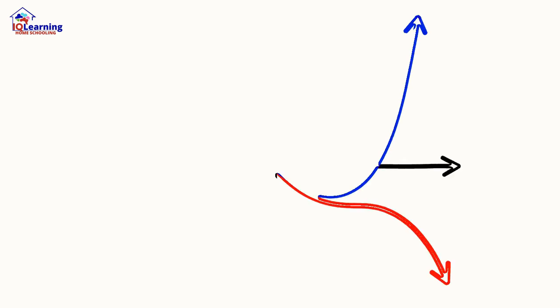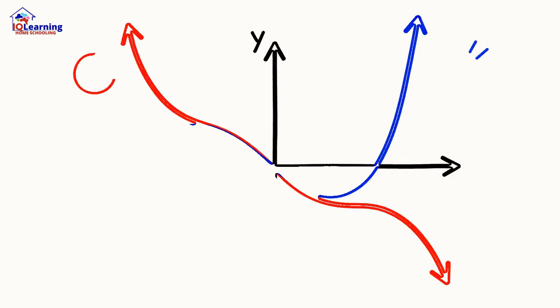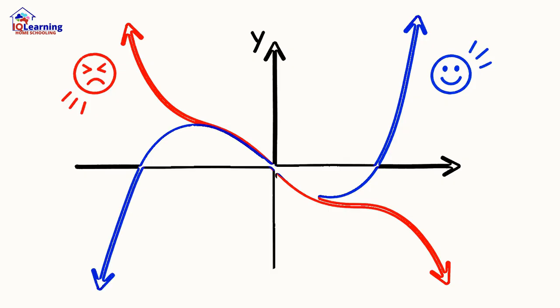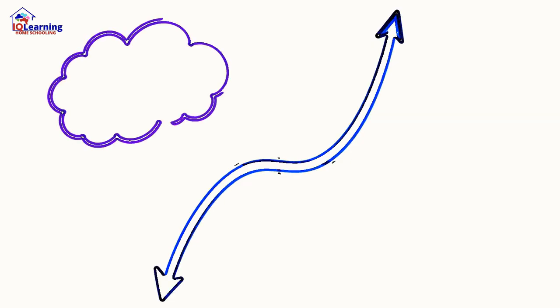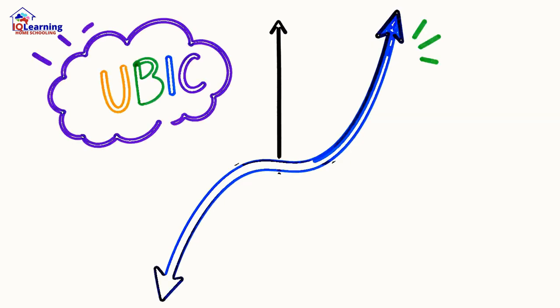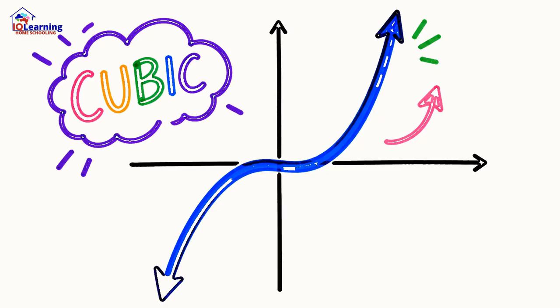We've all drawn lines and parabolas. A line represents constant change, a parabola, a symmetrical curve. But what happens when we move to the power of 3? We enter the world of cubic functions.